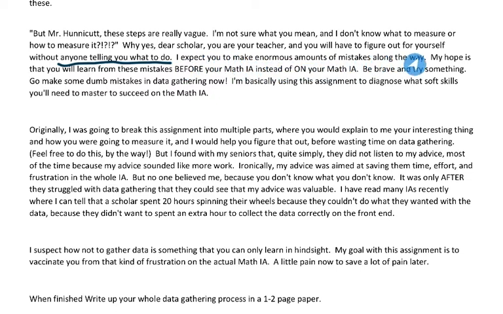Especially, I am going to expect you to make lots of mistakes. That's okay. The purpose of this quarter is I want you to make these mistakes now so that you do not make them on the Math IA. You make the mistakes, you fix the mistakes, you learn from the mistakes. Trust me, it's a lot easier to do it before than on the Math IA.